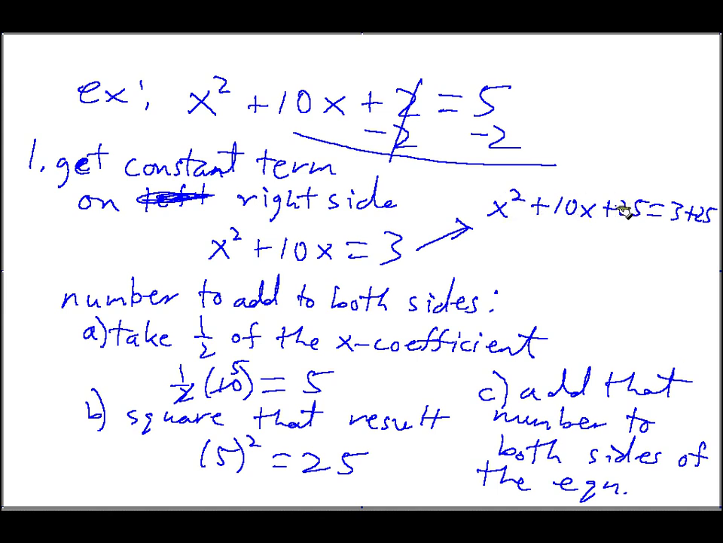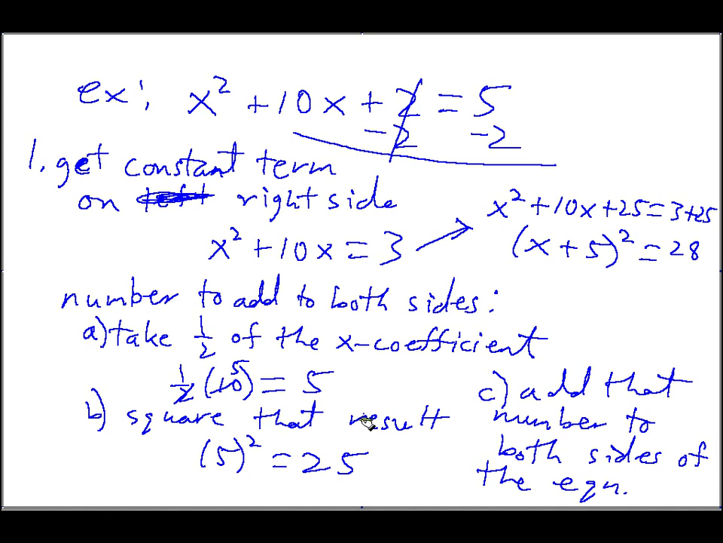First term is a perfect square. Last term is a perfect square, the 25 mainly. And the factoring of that is going to be x plus 5 quantity squared. So you can figure that out without too much trouble. That's equal to 3 plus 25, which is 28. Can we see that?